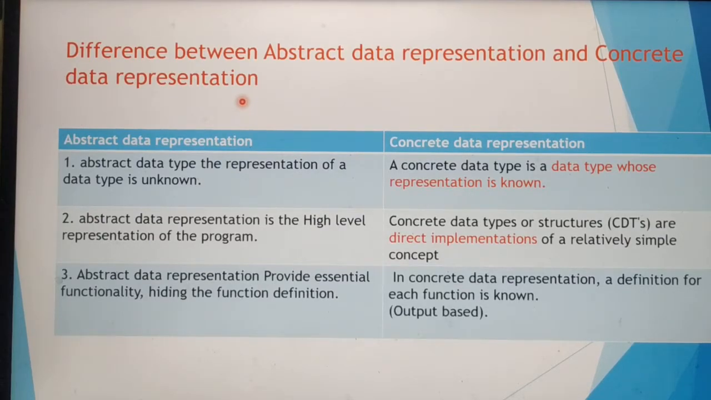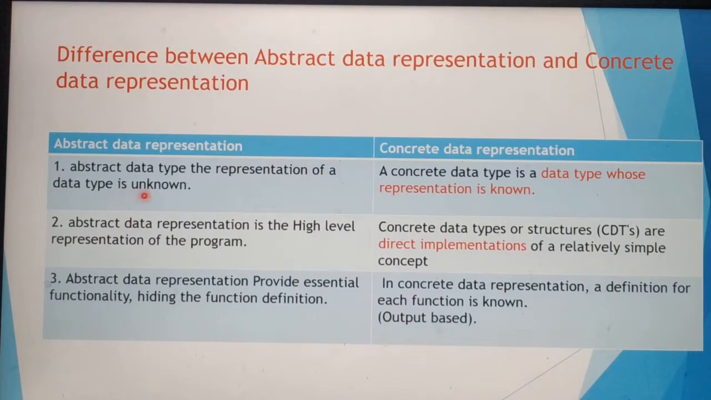Abstract data representation explains the basic structure of the program, but concrete data representation is totally different. Concrete data representation explains the implementation and output, which is the main difference between abstract data representation and concrete data representation. In an abstract data type, the representation of the data type is unknown, but in a concrete data type, the representation is known. Second, abstract data representation is the high level representation of the program.